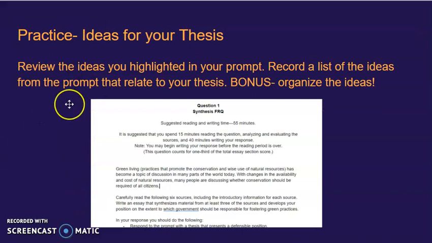So go ahead and practice. Go back to your prompt, review your highlighted ideas in your prompt, and record a list of those ideas that relate to your thesis. And bonus, organize those into a working outline for your working thesis.